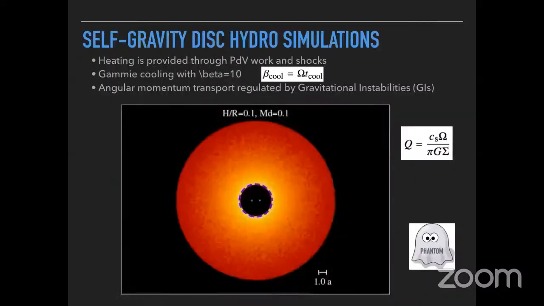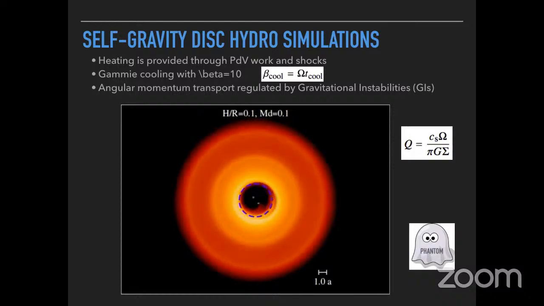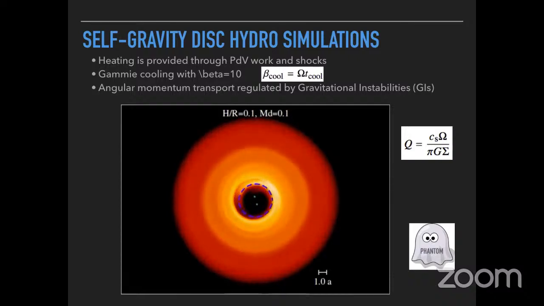So what we did was to include self-gravity in our code. We actually used a different one than before. This is Phantom, which is still an SPH code, a pure SPH code. This is again a live binary surrounded by a self-gravitating accretion disk. Basically, the equation of state is adiabatic, so the disk is allowed to heat and cool. The heating is provided by PdV work, so compression. So when shocks occur, the gas heats. And then the cooling is modeled as a very, very simple beta cooling.